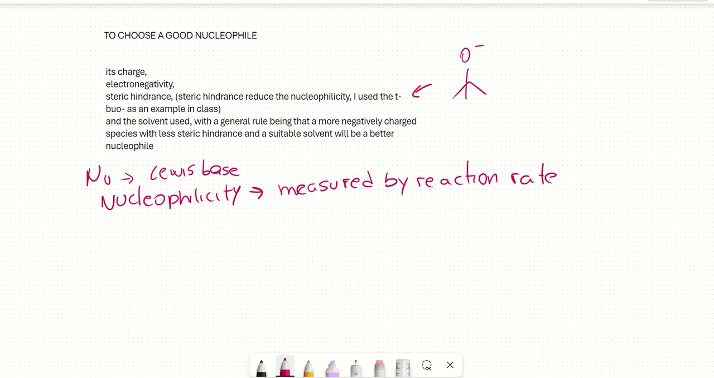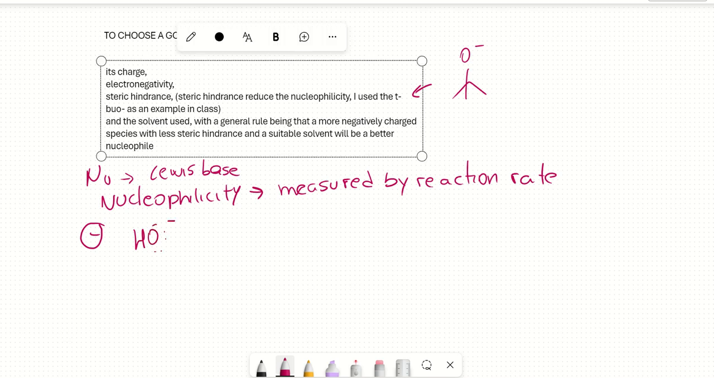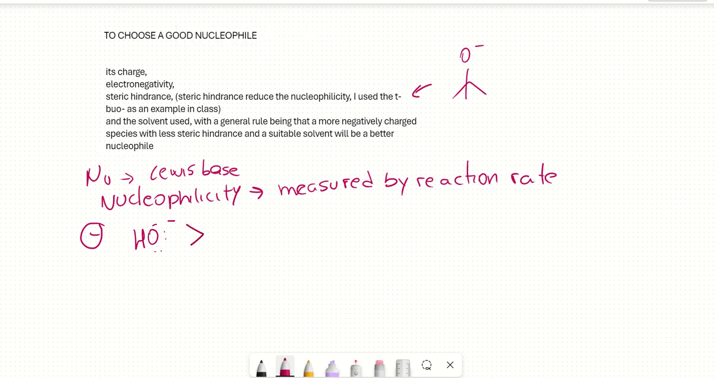Okay, so negative charge is a very good factor that you need to look at. For example, if I look at hydroxide, this is a very good nucleophile and much better than water. Because remember, charge makes the group or atom unstable. They need to be free of those charges. So when you have a charge, you normally have a good nucleophile.